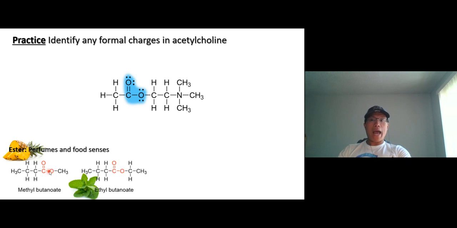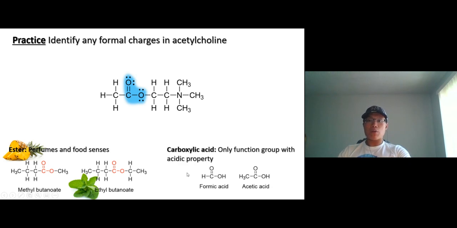Now C double bond O at the end of the chain. Take a look. We call it carboxylic acid. It's the only functional group that has acid properties: C double bond OH. That's a functional group. Formic acid: formica in Greek means ant, so the ant can use formic acid to protect itself.